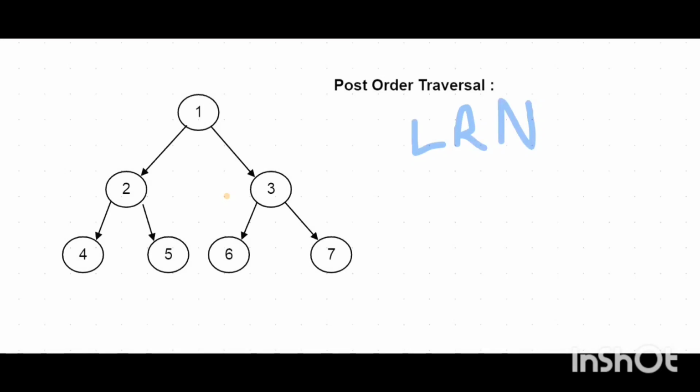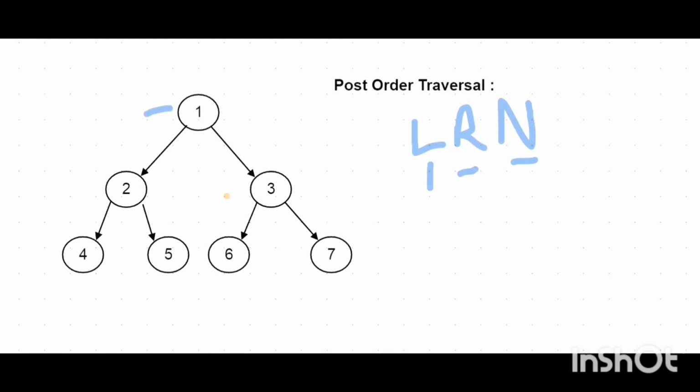I'll be running post-order traversal on top of this tree. Post-order traversal is left, right, and node. First, we visit the left side of the node, then we visit the right side of the node, and then we visit the node. Let's start from the root node for this tree. So we'll be starting from the root node 1.